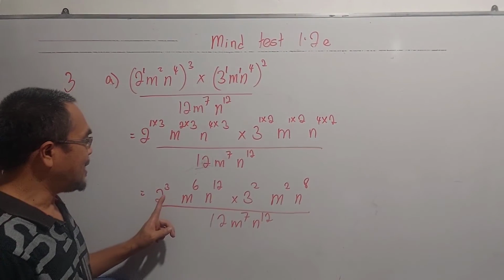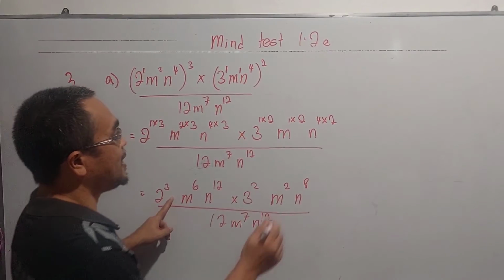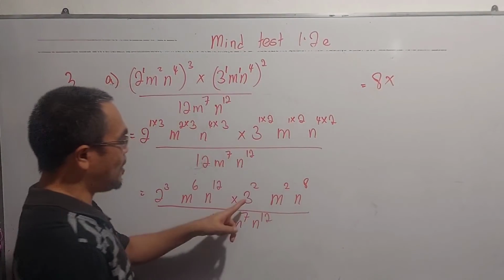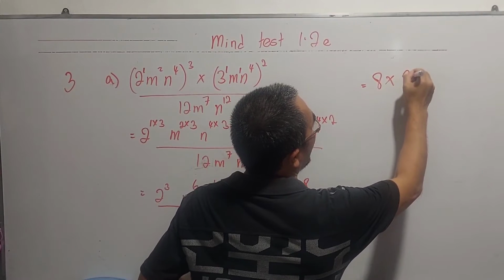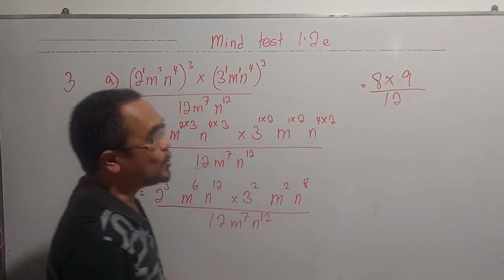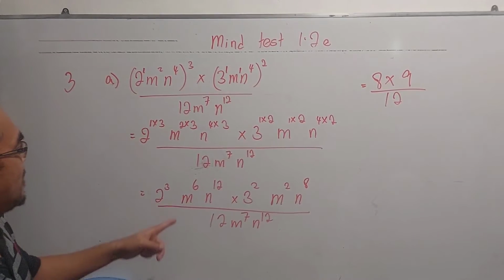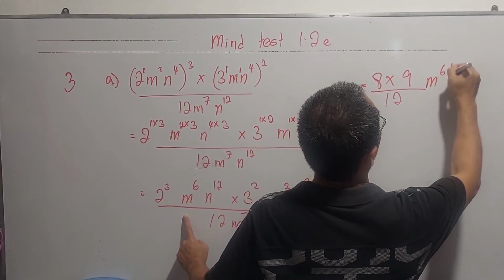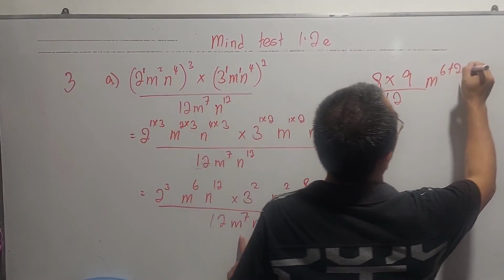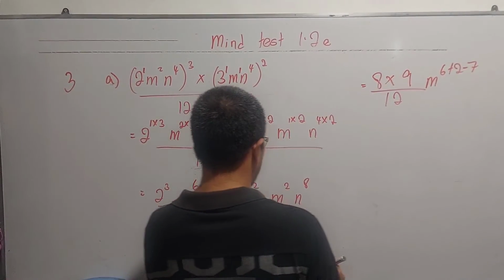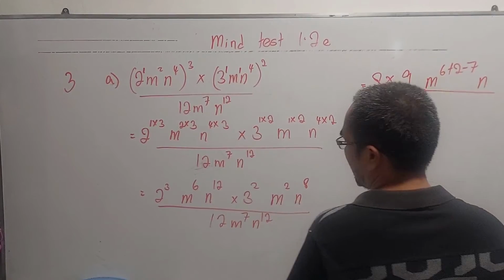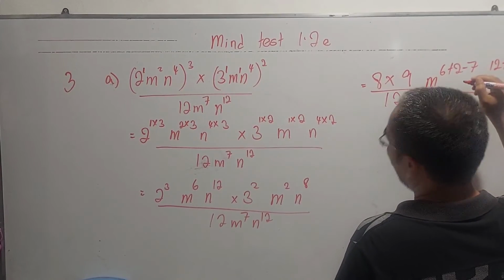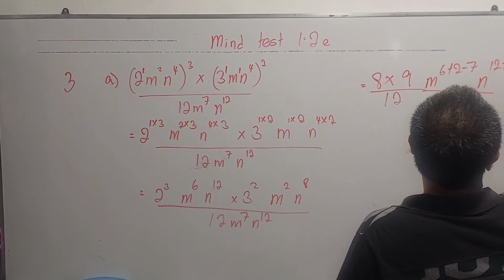Okay, then we can get the values for this. That is, 2 to the power of 3 will be 8. Then you multiply with 3 to the power of 2, which will be 9, then divide by 12. So all these are numbers. Then I combine all the m. M will be power of 6, and then plus 2, and then minus 7. Similarly with n, it is power of 12, and then plus 8, then minus 12.